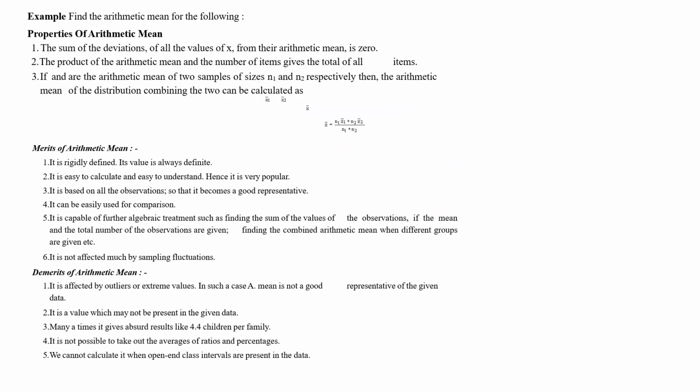So find the arithmetic mean for the following. Properties of arithmetic mean: the sum of the deviations of all the values of x from their arithmetic mean is 0. The product of the arithmetic mean and the number of items gives the total of all items.